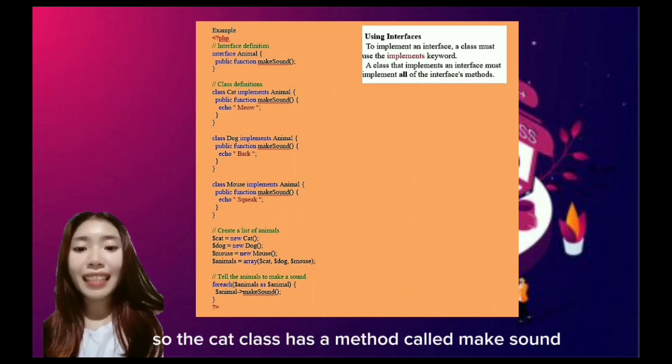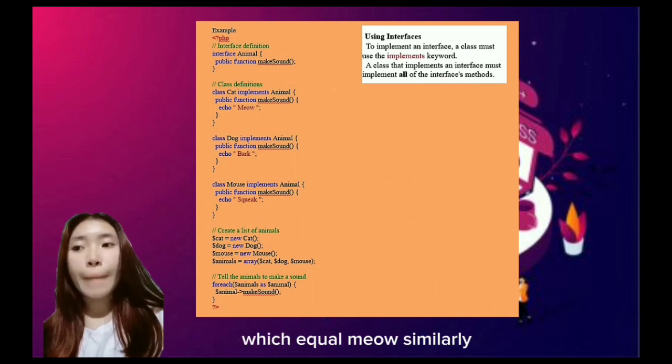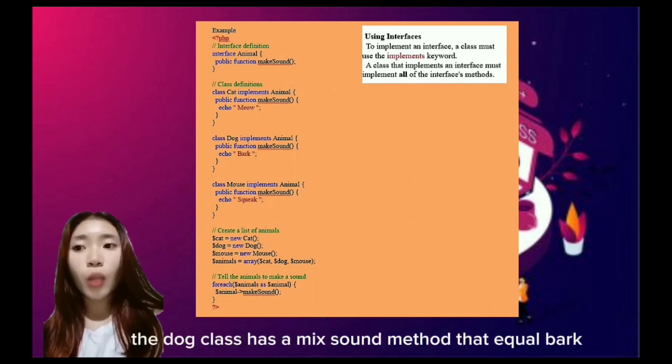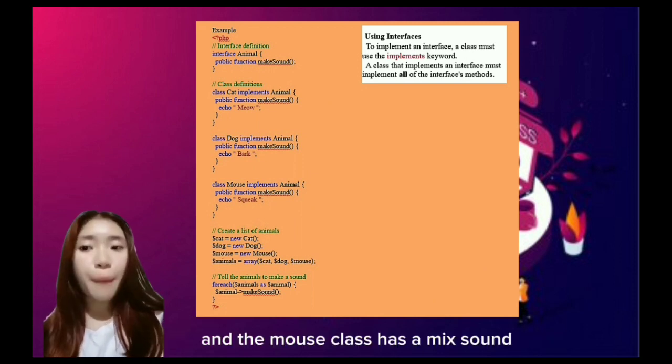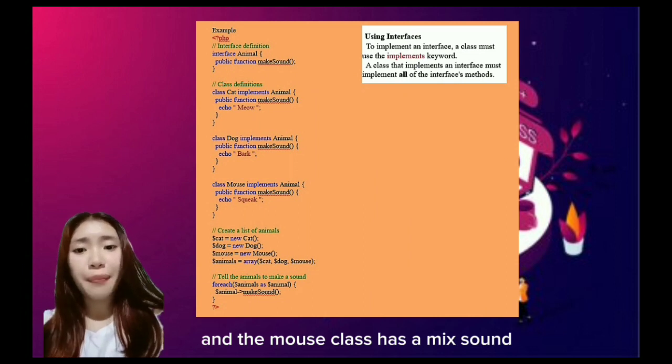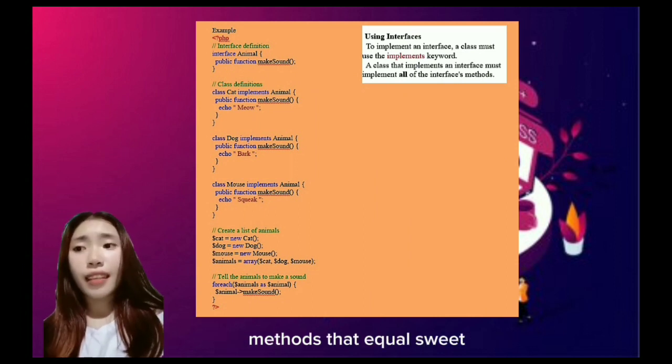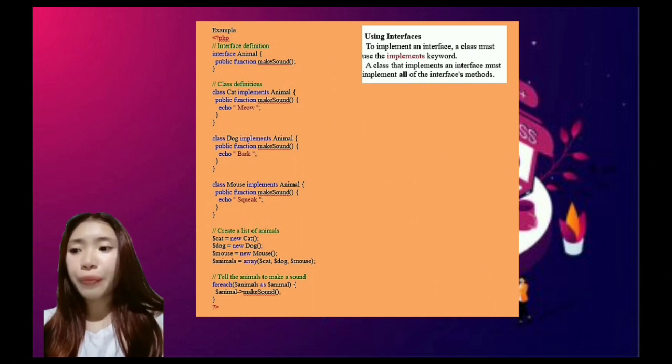So the cat class has a method called make sound which echoes meow. Similarly, the dog class has a make sound method that echoes bark. And the mouse class has a make sound method that echoes squeak.